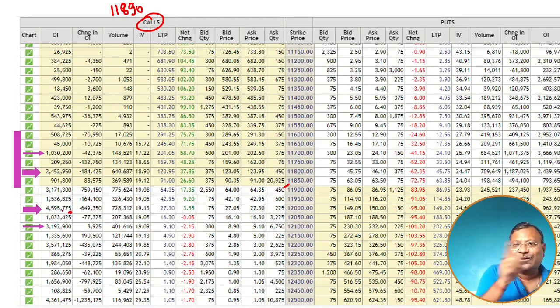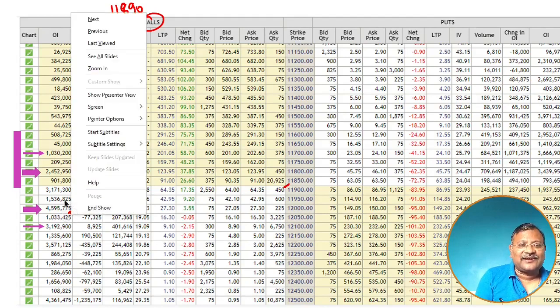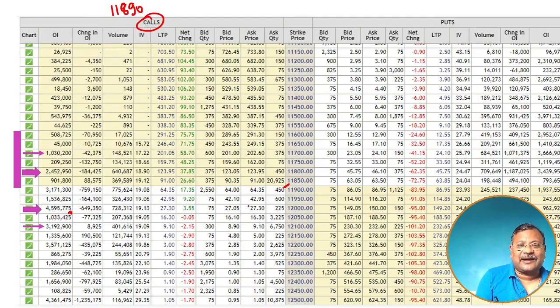But understand, I don't care about the buyer. I care about the fact that there are a lot of sellers here. And a lot of sellers here means what? When you buy a call, you are expecting the market to go up, because buying a call is a bullish strategy. When you are selling a call, you are expecting that the market will not go beyond this level. Because there are a lot of sellers here, all these sellers are thinking that the market will not go beyond 12,000. That means this 12,000 forms the resistance line. A lot of sellers saying that the market will not go beyond 12,000.